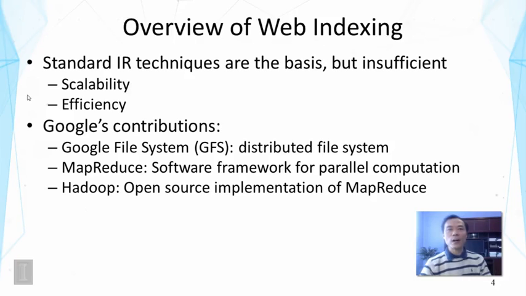One is the Google File System. That's a general distributed file system that can help programmers manage files stored on a cluster of machines. The second is MapReduce. This is a general software framework for supporting parallel computation. Hadoop is the most well-known open source implementation of MapReduce, now used in many applications.